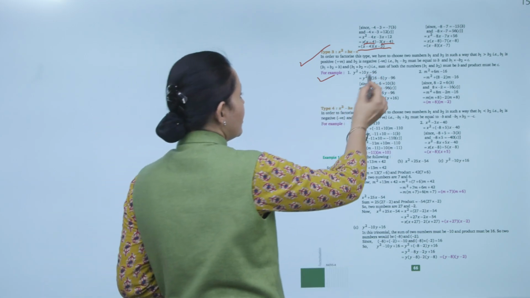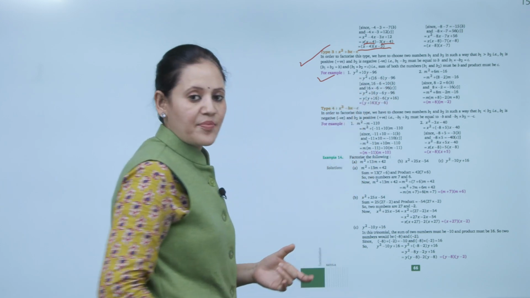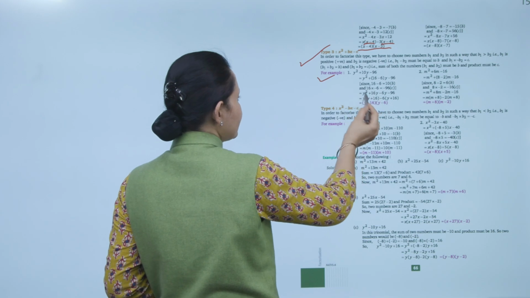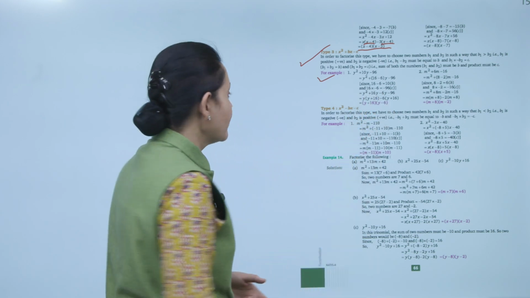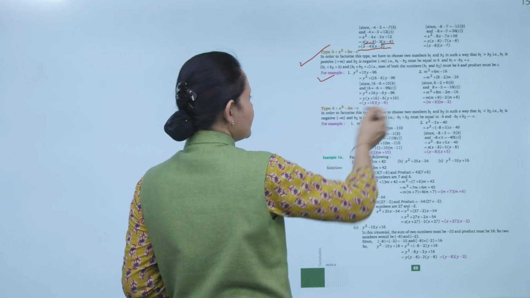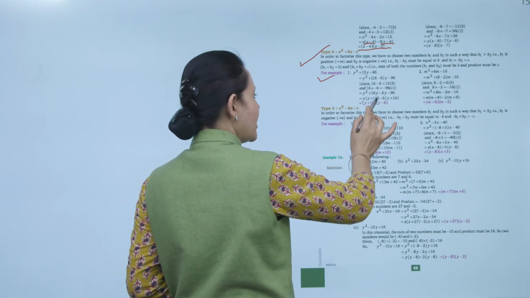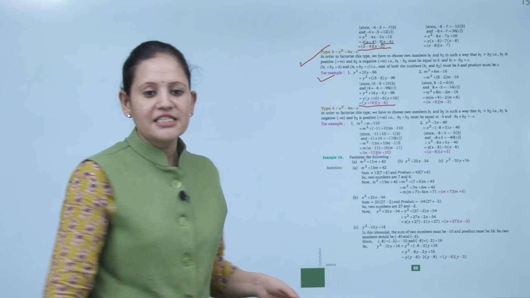Now, this number is negative. Y square and minus 96 का product क्या होगा? Negative होगा. So, we'll factorize like y square plus 16y minus 6y minus 96. y कॉमन ले लेंगे, y plus 16 minus 6 कॉमन लेंगे, y plus 16. So, two factor हो जाएंगे y plus 16 and y minus 6.